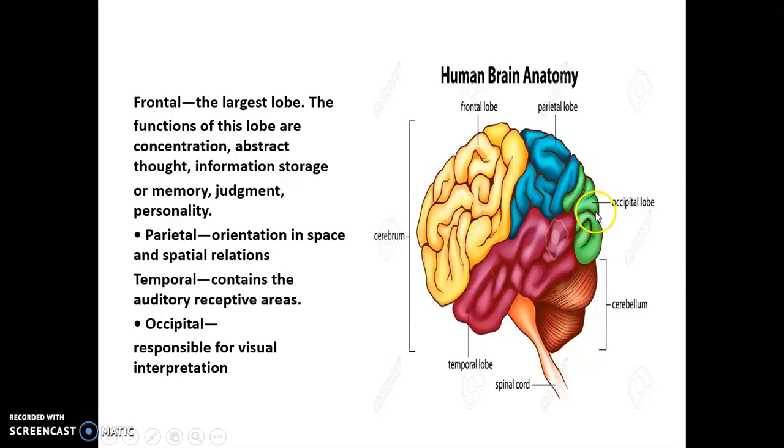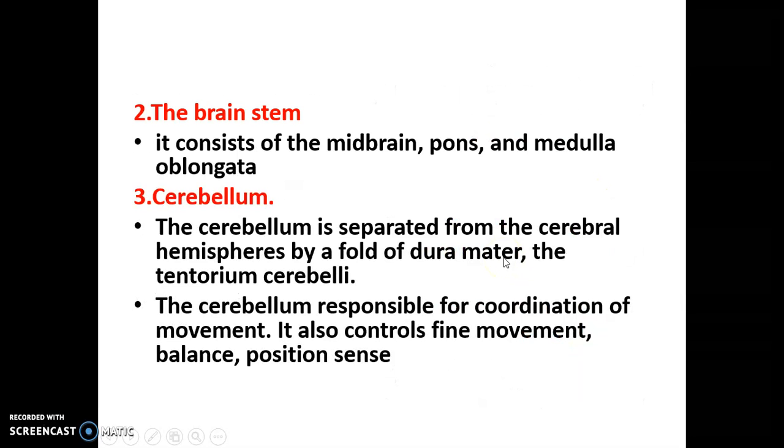So 1, 2, 3, then the temporal lobe, 4 lobes you can see here: frontal lobe, parietal lobe, temporal lobe, and occipital lobe. These are not one lobe, it's a pair of lobes. You can see only one part here, and on the other side there is a pair, one more lobe. So there are 2 frontal lobes, 2 parietal lobes, 2 occipital lobes, and 2 temporal lobes.